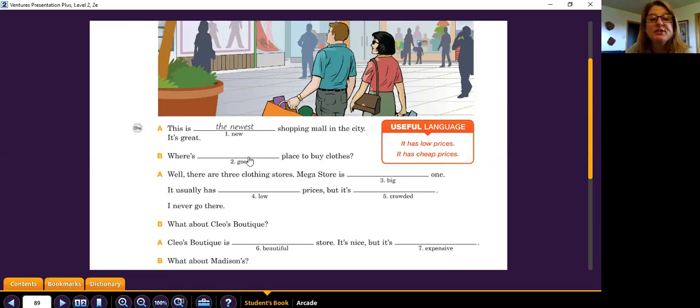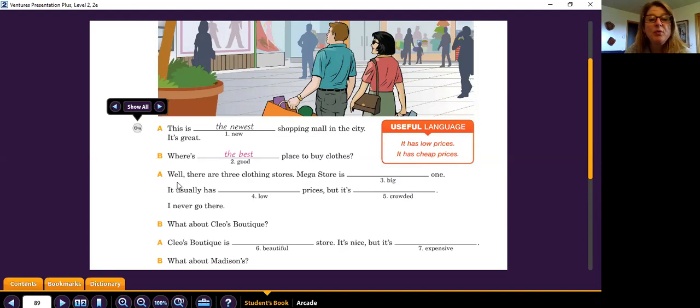Okay, here we go. So here is the adjective good. And if you look on page 88, what would you change that to? Where's place to buy clothes? The best. There you go. Where's the best place to buy clothes? Here we go. So we're going to be looking at big, low, crowded. Okay.